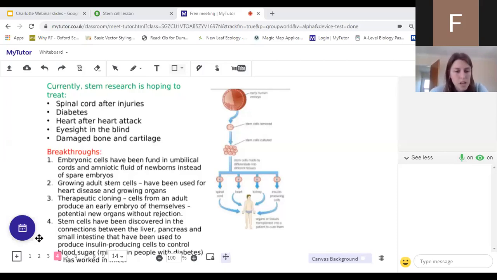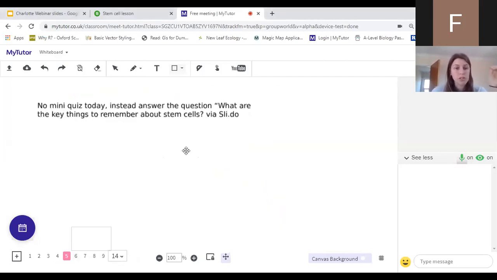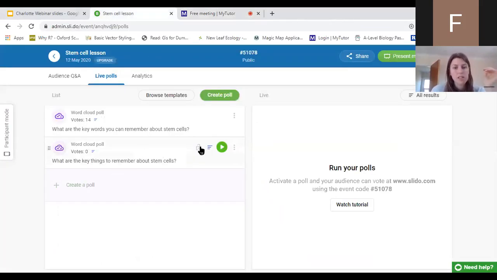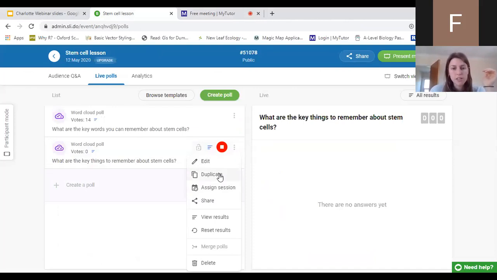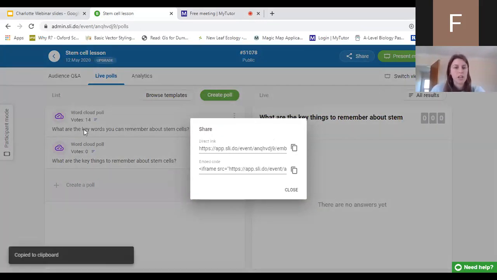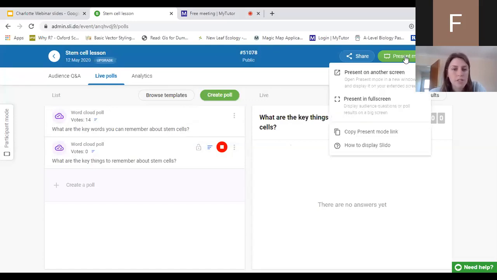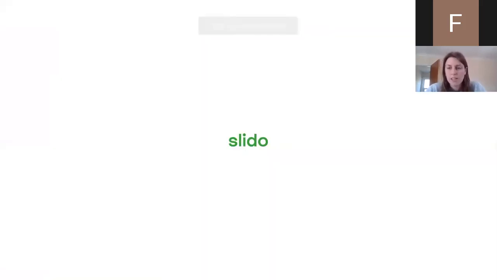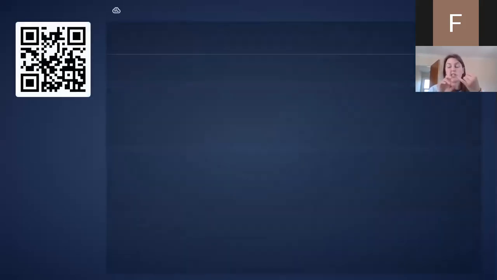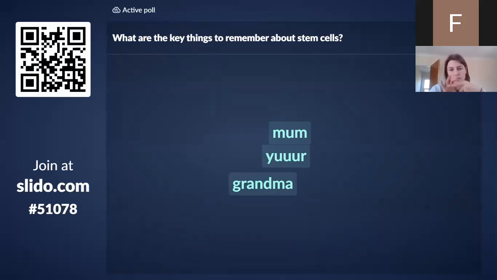Okay. So now, because that was the last bit of this module, we're going to do another Slido quiz quickly, to see if we've got any differences. So I'm going to post this into the chat again. There we go. Click on that one. Pop your answers to the questions. What are the key things to remember about stem cells? Here we go. Let's see how that's different. So remember in the first one, we had lots of cells, differentiation, things like that.